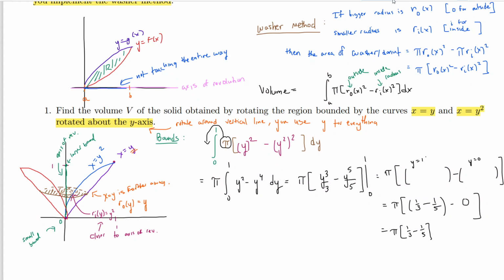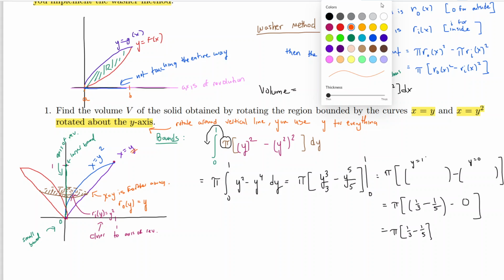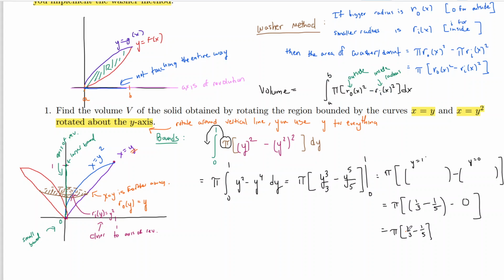And now just get a common denominator here, and you can finish up. And 1 over 3, we multiply by 5 over 5. 1 over 5, we multiply by 3 over 3 to get our common denominator. And we finish it up, we got pi times 5 over 15 minus 3 over 15. And that is 2 over 15. So this is 2 pi over 15.